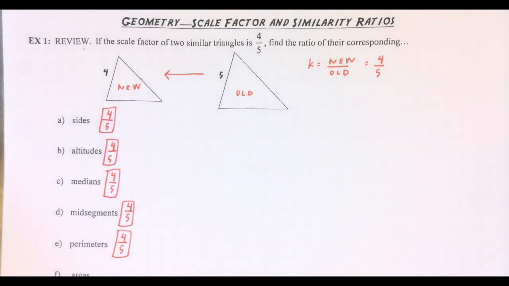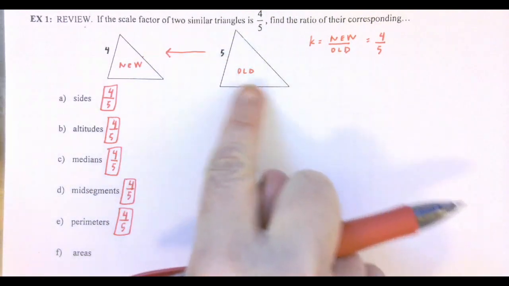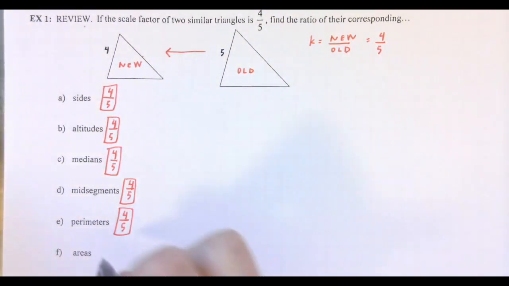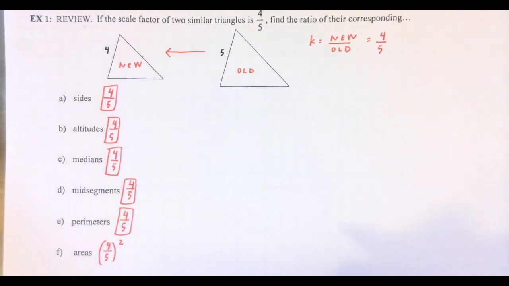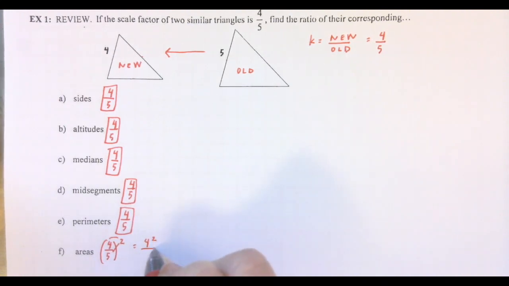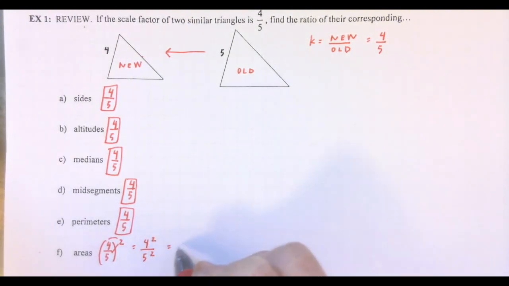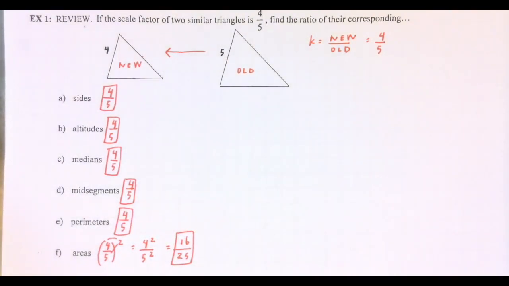But not area, never area. For area, we're looking at the number of non-overlapping unit squares that fill up each shape. So for area, we take that scale factor and we square it. So the 4 gets squared, the 5 gets squared: 4 squared to 5 squared. We have a ratio of 16 to 25 instead. All right, so that's a little review from when we were in similarity.